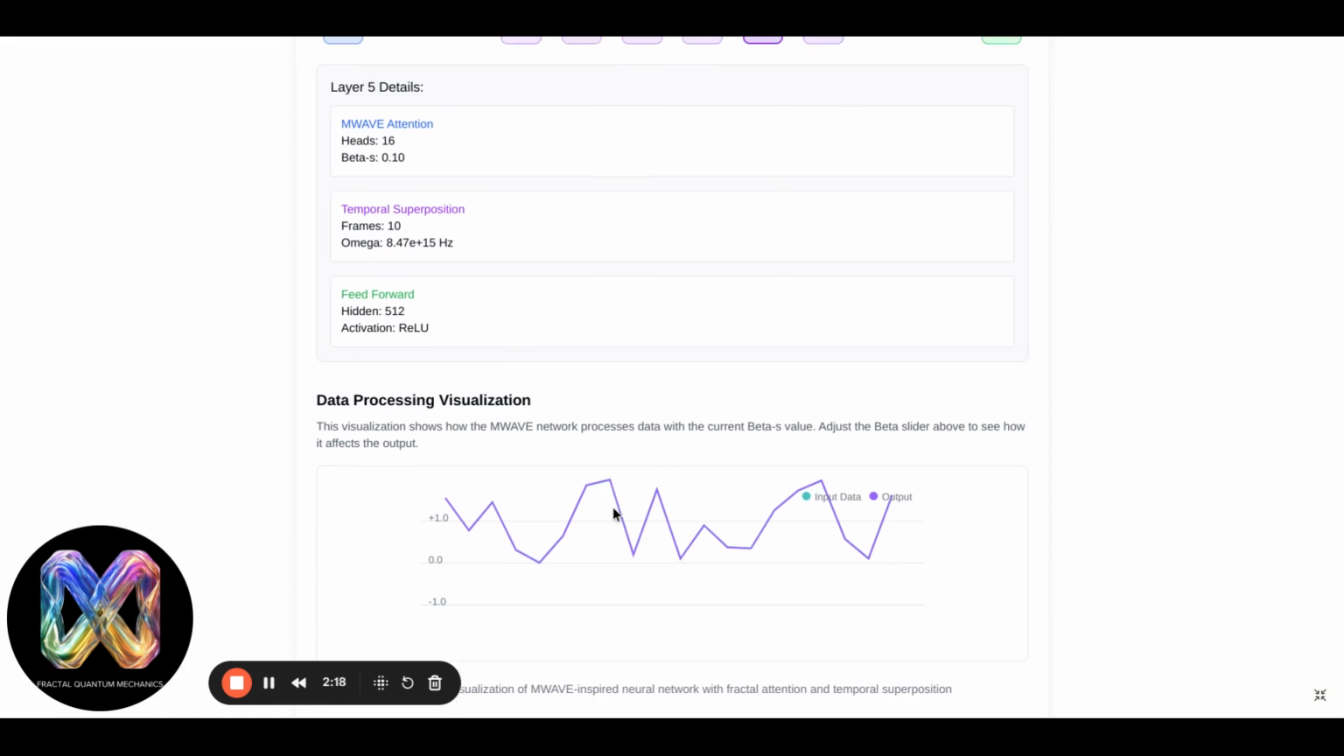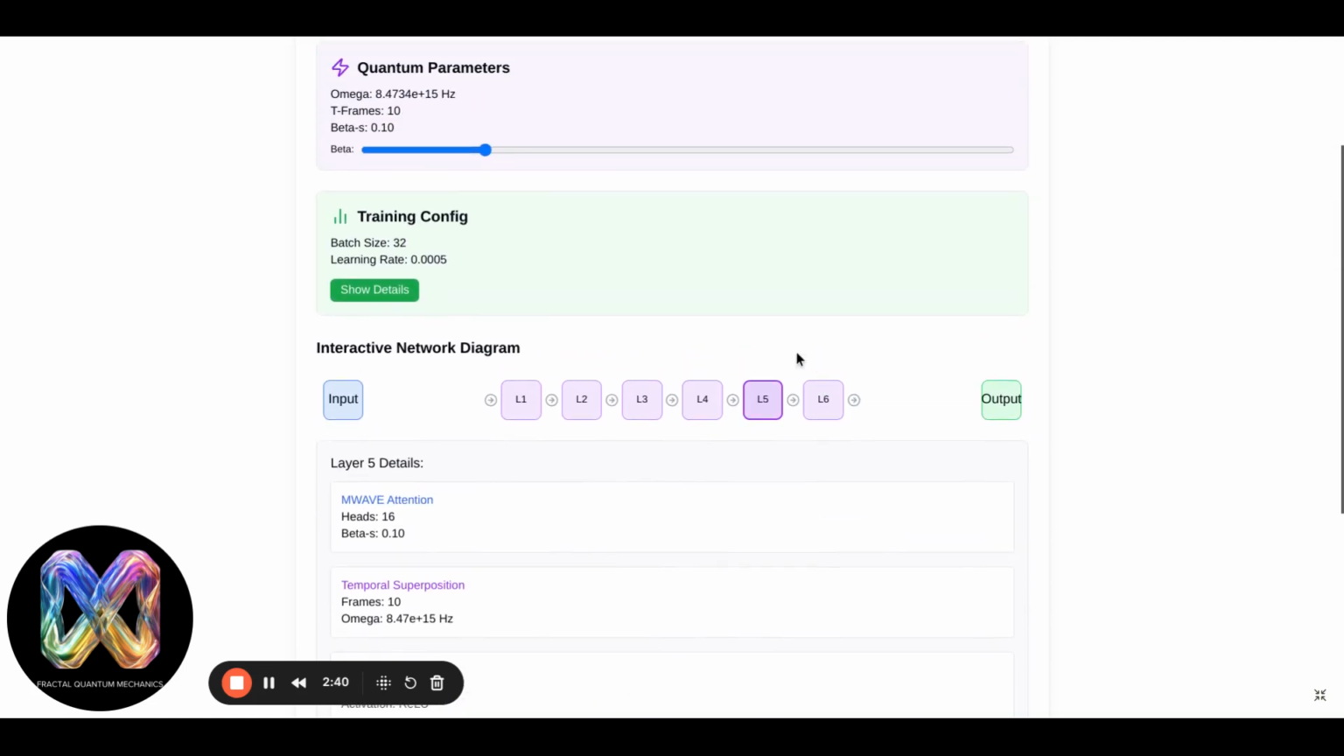So the data visualization. The chart at the bottom shows how our model transforms input data. The blue line represents the input data, and the purple line shows how the model processes the data. Let me demonstrate how adjusting the beta fractal coefficient affects the output. So I'll increase the beta value using the slider.